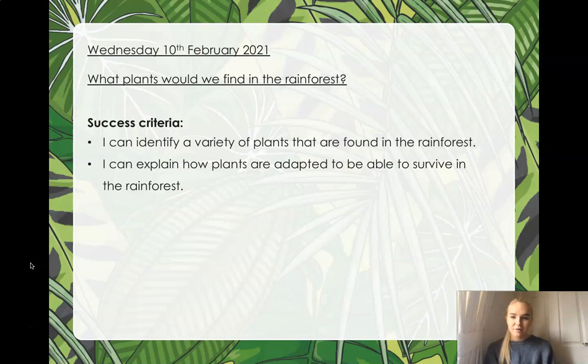In today's lesson, we are going to be finding out what plants we might find in the rainforest. And by the end of this lesson, to be successful, you will be able to identify a variety of plants that are found in the rainforest, and you will be able to explain how plants are adapted to be able to survive in the rainforest.